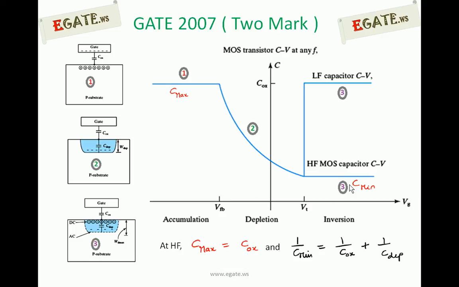And C minimum, look at this one, consists of two capacitances in series. One capacitance is COX, the other capacitance is C depletion. Both capacitors are in series. Whenever they are in series, we can write the equation like this: 1 by C minimum is equal to 1 by COX plus 1 by C depletion. So from this third diagram, C minimum is a series combination of two capacitances, one is COX, the other is C depletion.